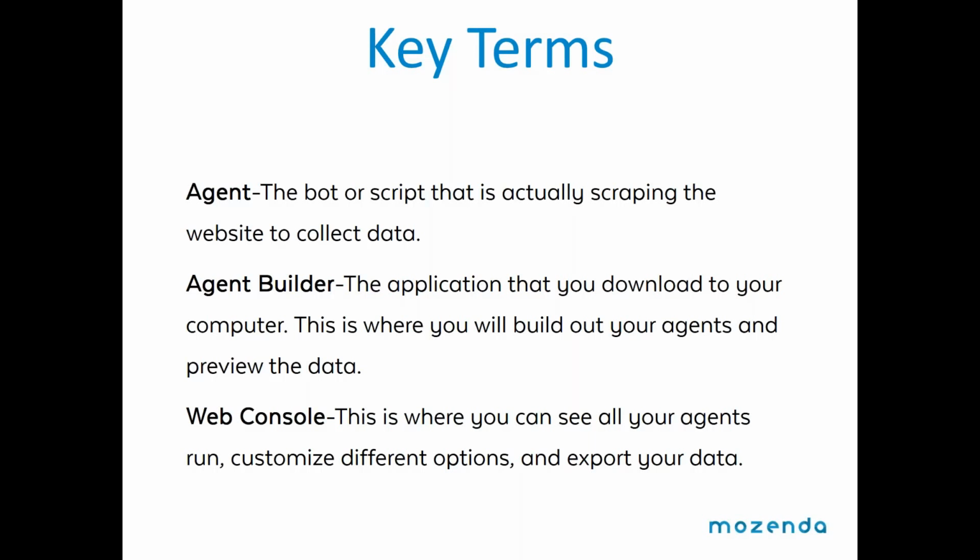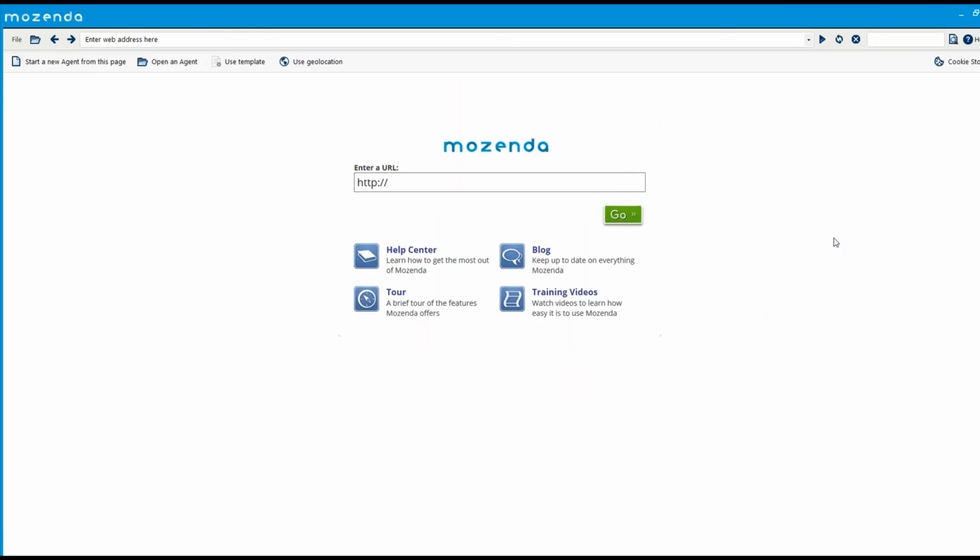And we'll start out in the agent builder, and then we're going to move to the web console and publishing and exporting that data. So let's go ahead and move to the agent builder. So hopefully by now you've already downloaded the agent builder and you're able to open it up. If you have any questions with that, we've got some great videos in our help center and articles on how to download the agent builder, and how to open it up as well.